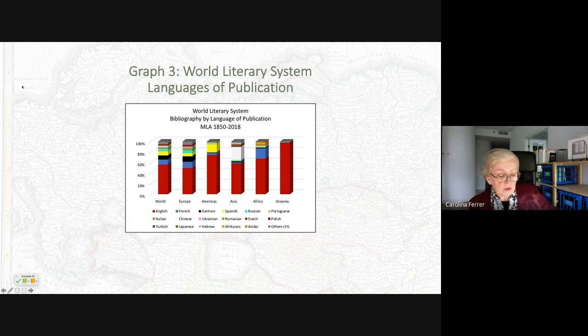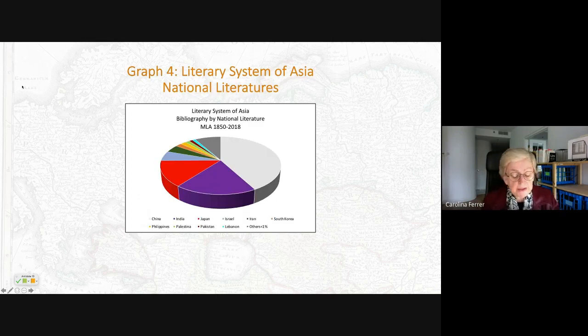So now we turn to the literatures of Asia. The Asian literary system encompasses 45 national literatures and constitutes a sample of 89,000 references. As shown in graph 4, 10 literatures accumulate more than 1% of the continental system. The other literatures together accumulate 8% of the sample. China alone represents 42% of the references about the Asian continent.